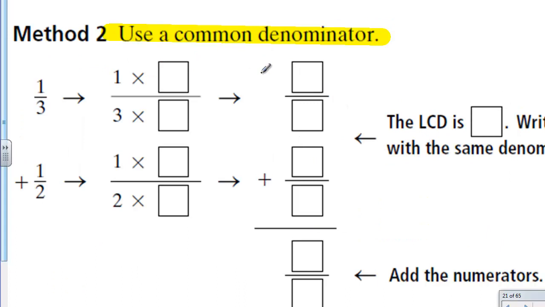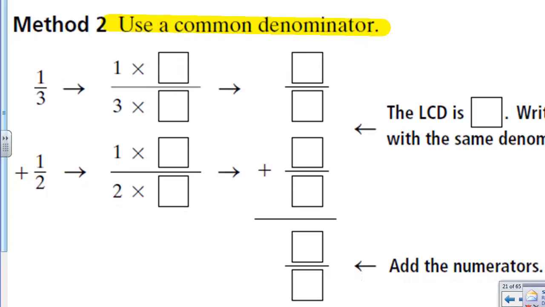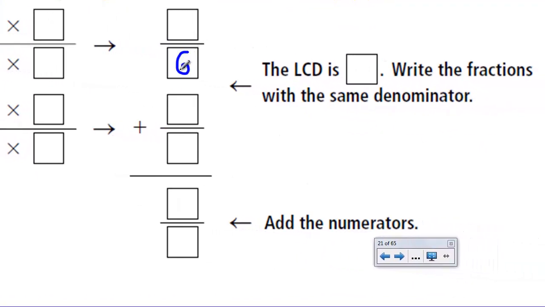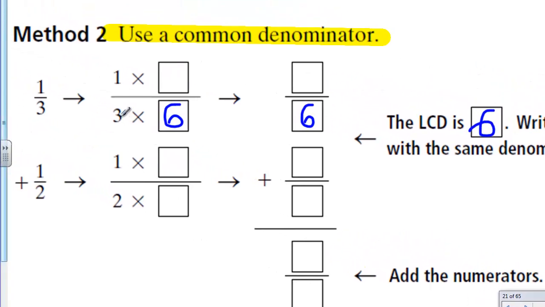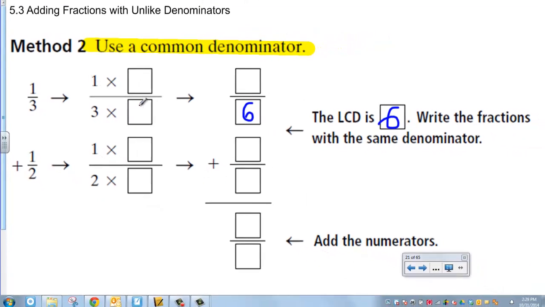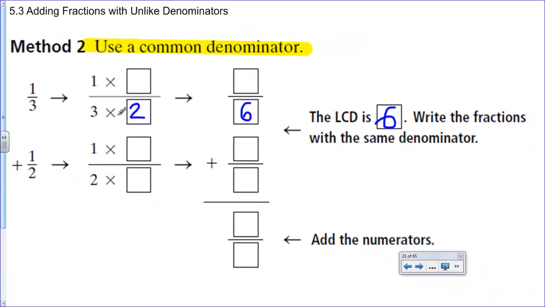Let's do the same thing with a common denominator. This is how we're going to solve our problems on a regular basis. I'm going to change 1/3 into something out of 6, because we know the least common denominator is 6. I'm sorry, I didn't mean to put a 6 there. Our common denominator is 6. How do I get from 3 to 6? I multiply by 2. 3 times 2 is 6. Whatever I do on the bottom, I must do on the top. So 1 times 2 is 2.